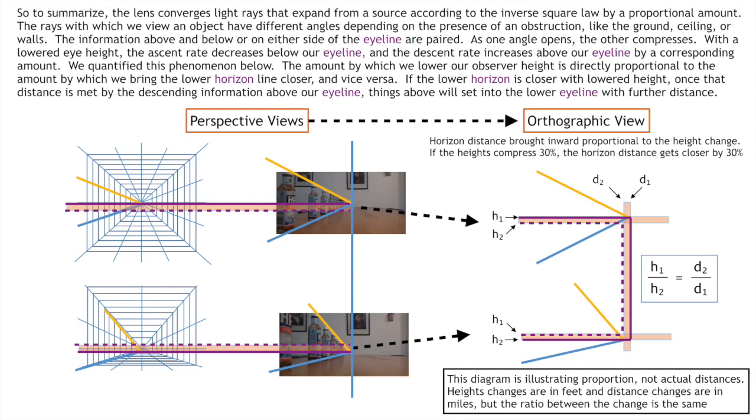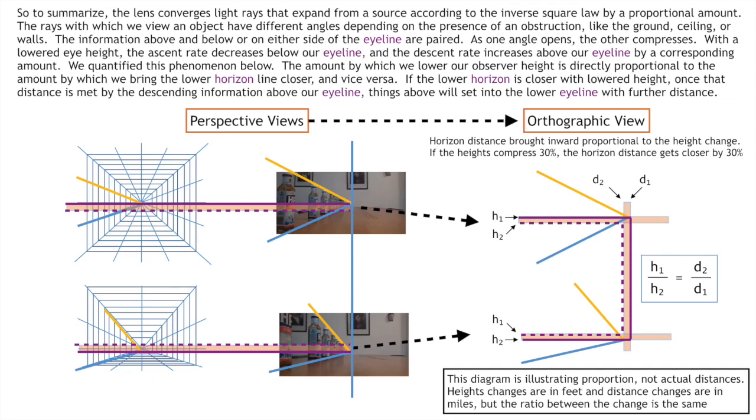And we were able to quantify that as h1 over h2 is equal to d2 over d1 distances. So if I take my height and lower it by a certain amount from h1 down to h2, the horizon distance will come in by a directly proportional amount.